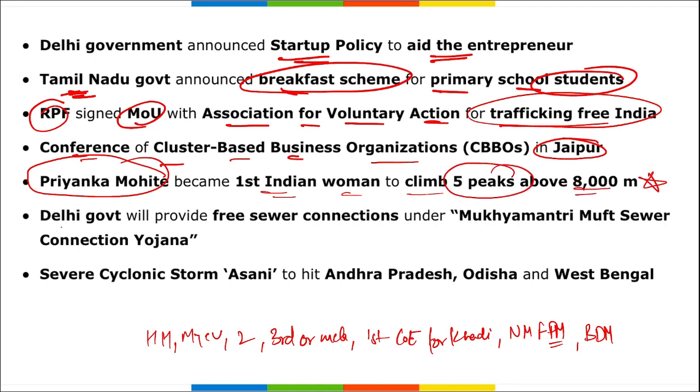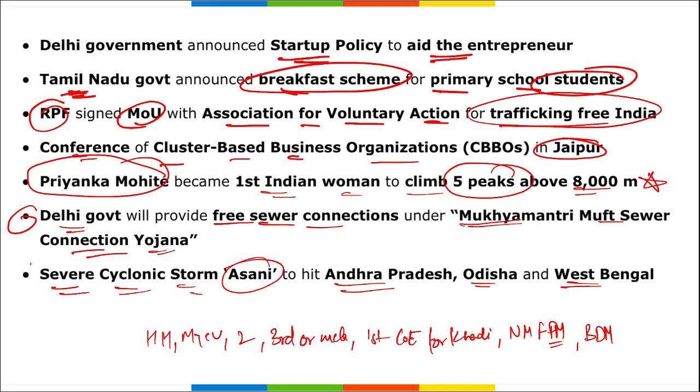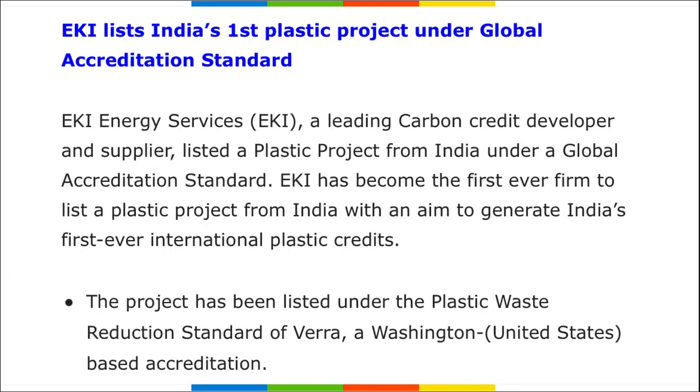Mark this, friends. Then the Delhi government will provide free sewer connections under the Mukhyamantri Muft Sewer Connection Yojana. Also this is important. Then severe cyclonic storm Asani to hit Andhra Pradesh, Odisha and West Bengal. All important current affairs.